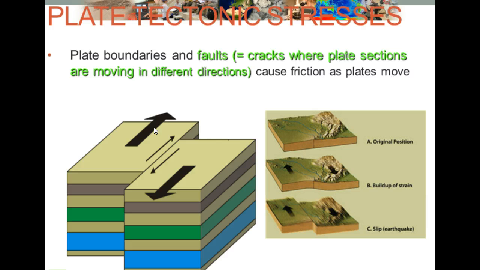Movement number three, they could slip and release all that built up energy they'd been storing up by pressing against each other. So make sure you get these three possibilities in your notes. And you can see them right here in this picture. So here's nothing happening, here's a buildup of strain, and then bam, here's the slip where a violent earthquake would occur.